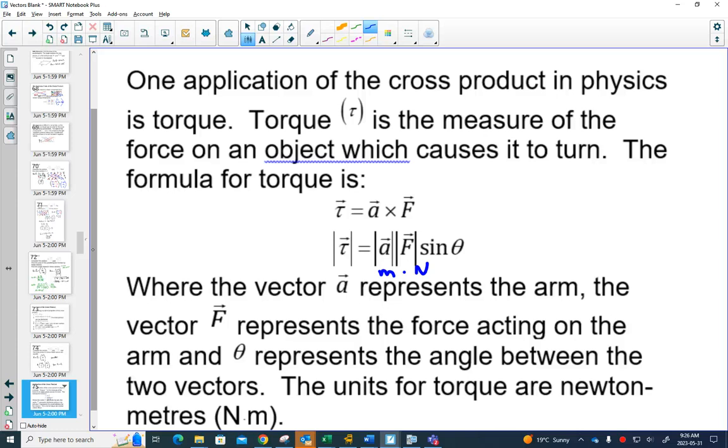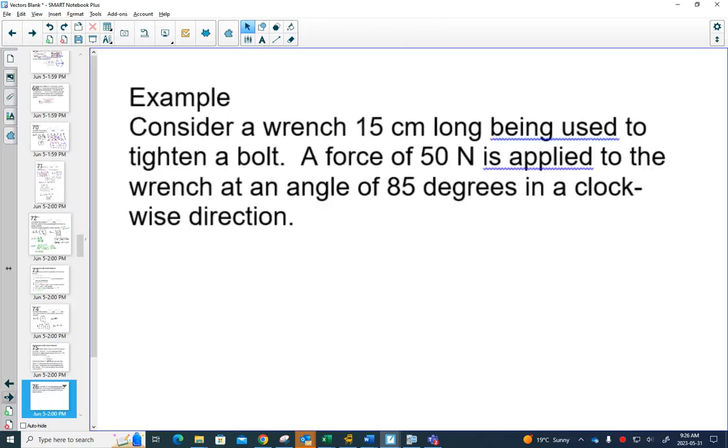So again, a lot of these things get explained by just using vectors to represent them. So I think I've just got one question for you. So we've got a wrench, 15 centimeters long. Oh, we will draw a beautiful picture here. There is a hole. We're going to have a blue wrench on here.